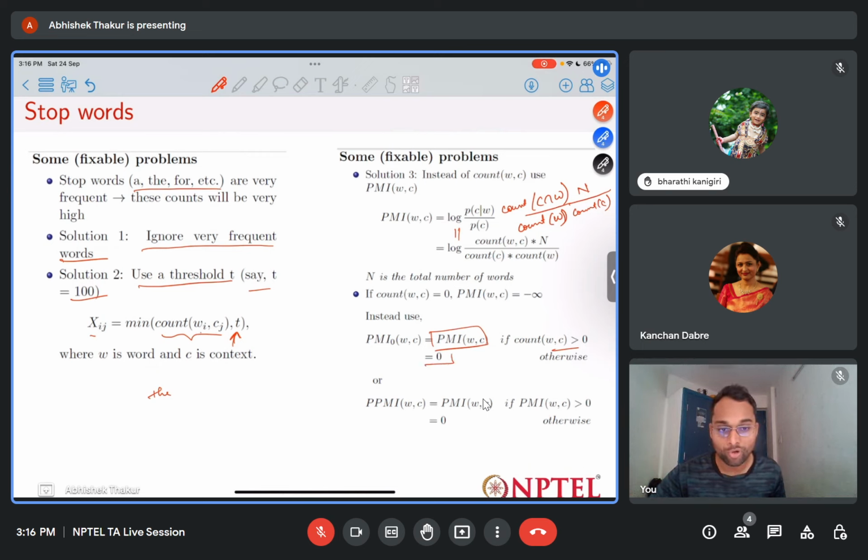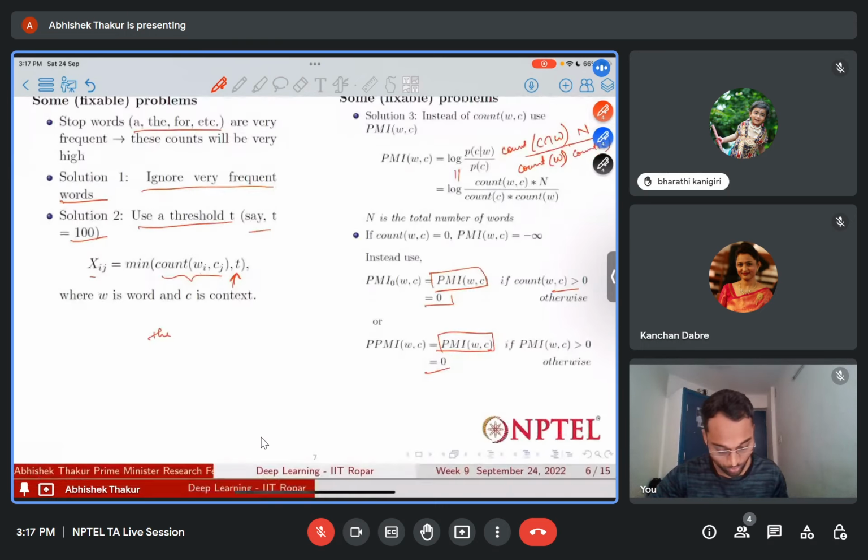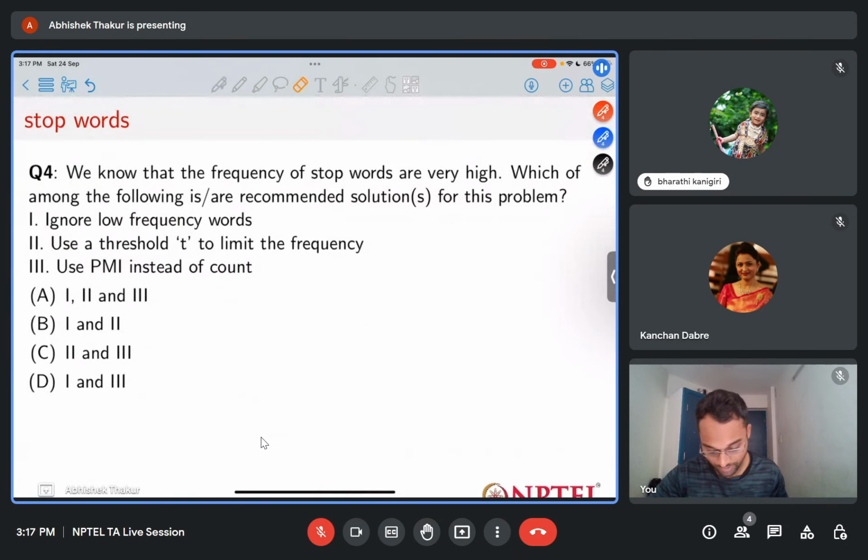Or we can do it in a better way: when the PMI is greater than 0, then take the actual value of PMI, and otherwise keep it as 0. So always take the positive PMI value, because there is no meaning of a negative PMI value, because no two words can occur a negative number of times. They will obviously occur a positive number of times. So these were the concepts based on the stop words. When you see the lectures, it will get more clear.